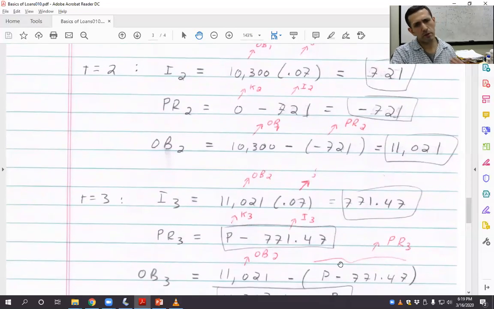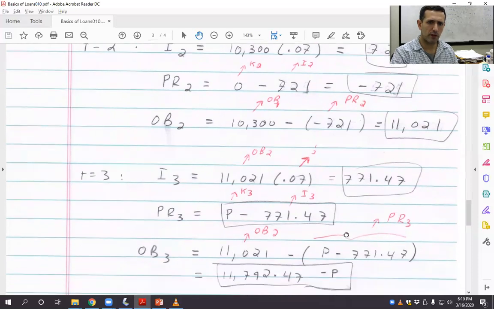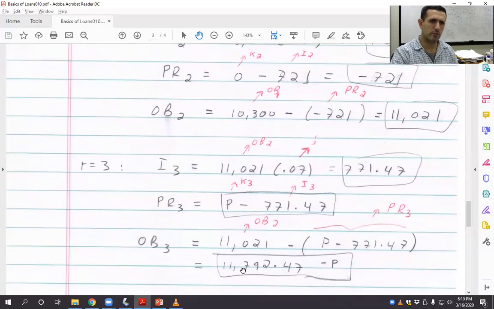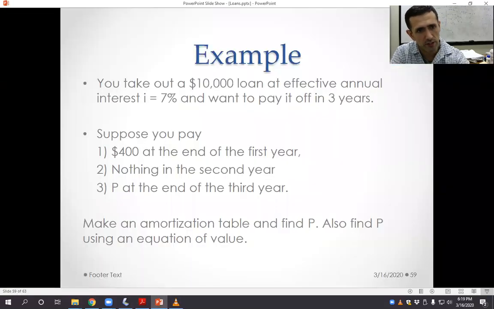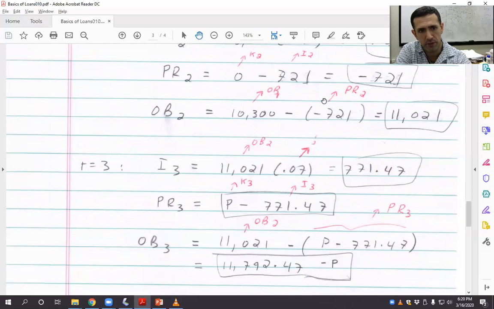So plug into our formula for the outstanding balance at the end of the third year: OB2, 11,021, minus PR3, and that becomes 11,792.47 minus P. But the problem states that we're paying it off in 3 years. So that means OB3 has to be 0. We're paying off the loan in 3 years.